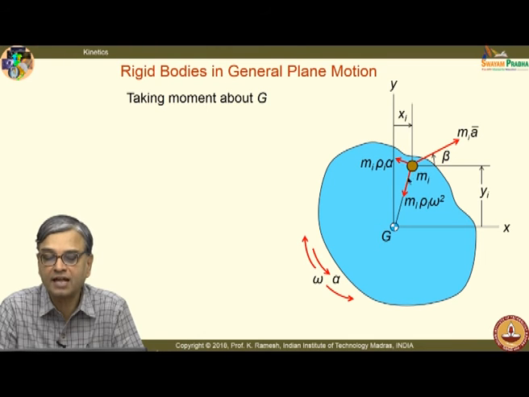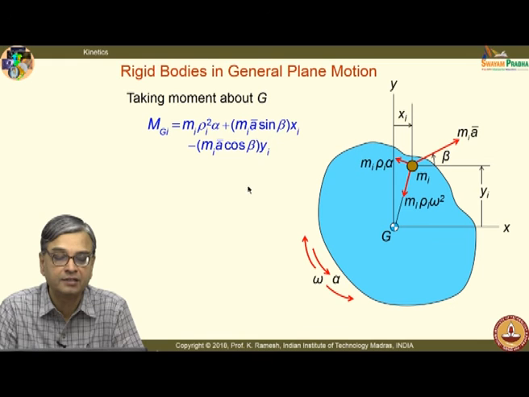So, these are all the other components of forces which you get, fine. And I can write Mg i. If I want to find out the moment about the point g, I can write this as mi rho i squared alpha, this distance is rho i, plus I have the horizontal and vertical components. You have done Varignon's theorem. It is nothing but writing it from Varignon's theorem.